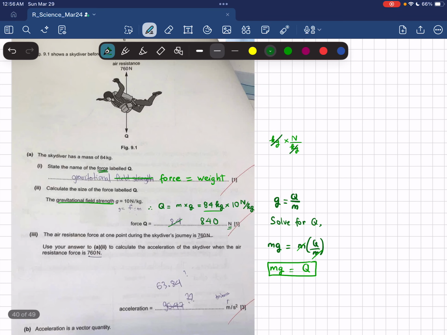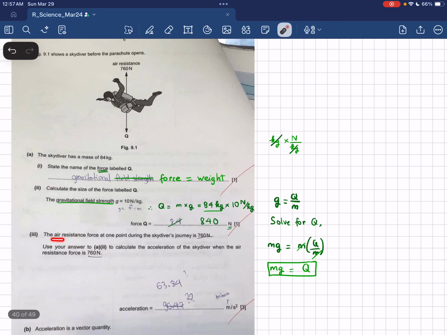Next here, the air resistance force, okay, you see here they mentioned this is a force. At one point during the skydiver's journey it is 760 Newton. Okay, so this is the moment that has been illustrated here in this figure. Use the answer in this question to calculate the acceleration of the skydiver when the air resistance force is this much. So how can we find the acceleration? And yes, these are the units given.